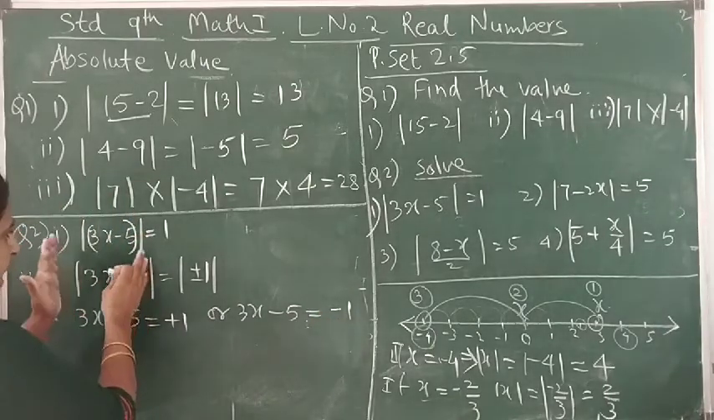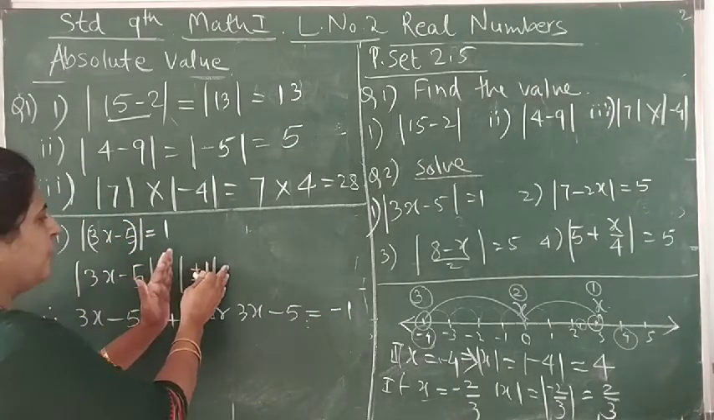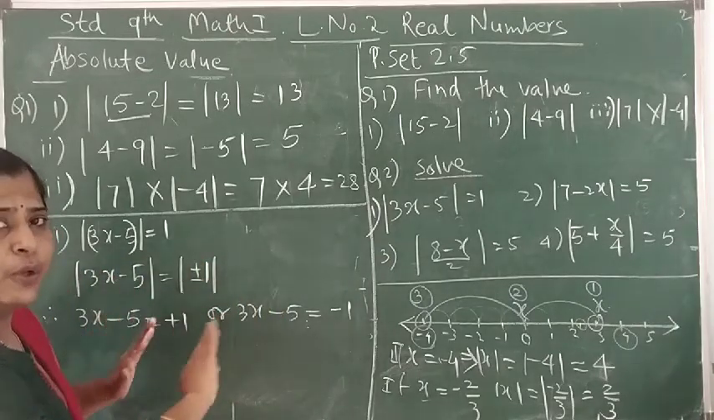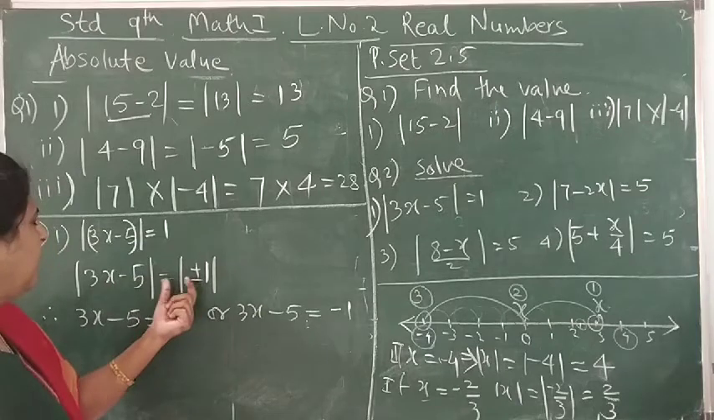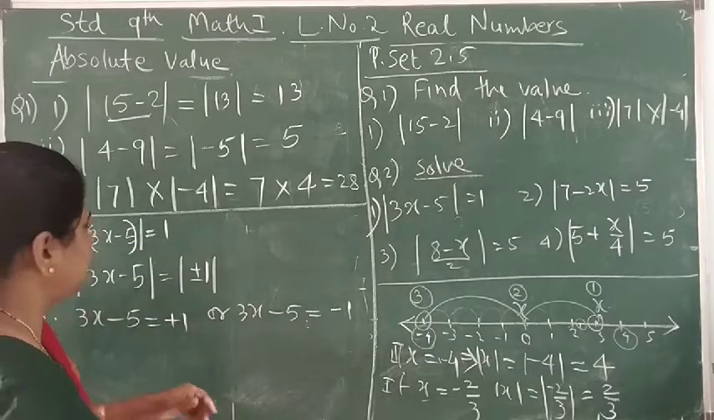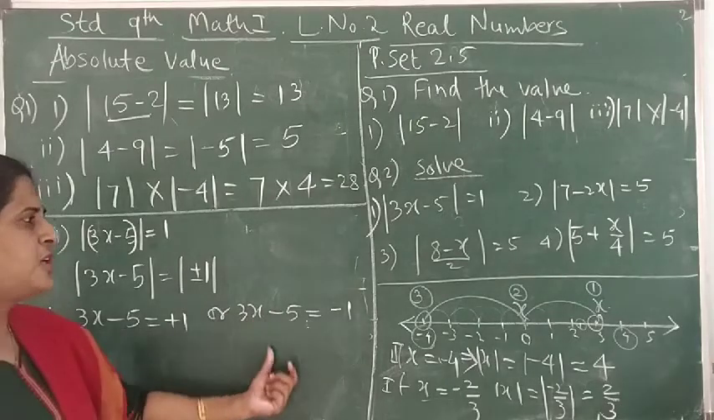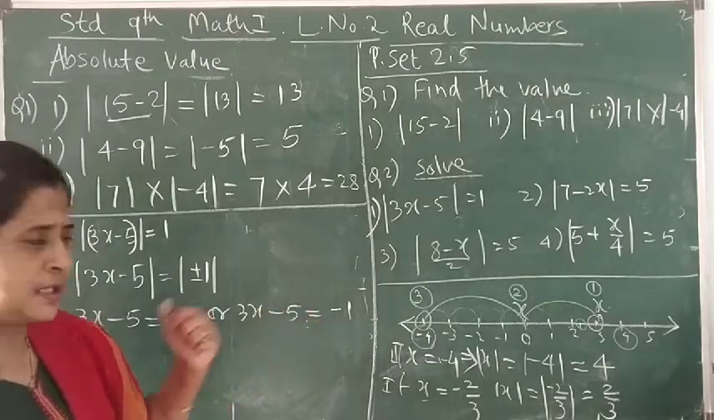On one side we have the absolute value, and on the other side we put plus or minus, and now we are removing the absolute value part. So the right side can be either plus 1 or minus 1. Here we have got two equations. By solving these two equations, we can get the value of x.